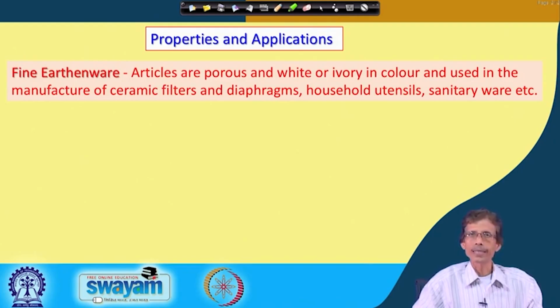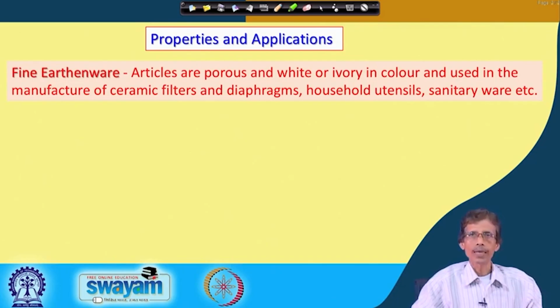Articles are porous in nature, they are white or ivory in color. So, that color thing is also very important and used in the manufacture of ceramic filters and diaphragms. Since you have a particular type of porous material that we have seen while we were categorizing all these things, it can be used as a filtering material like your filter paper or glass sintered bed material. So, it can be your ceramic filter or the typical diaphragm.